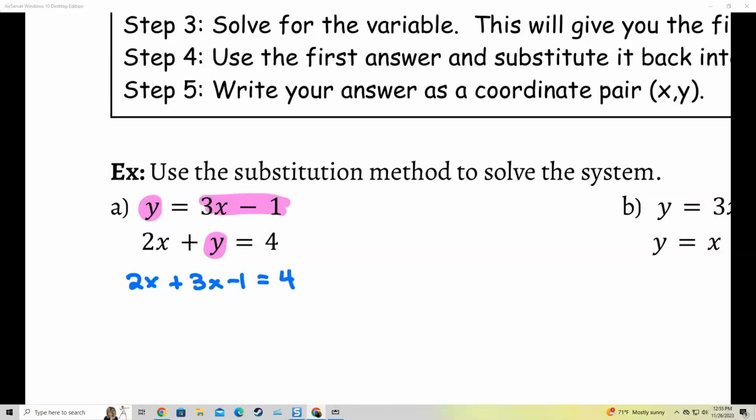Okay, I got it working. I don't know what happened, but it's working now. Okay, so now that we have it set up, we're just going to go ahead and start solving, right?